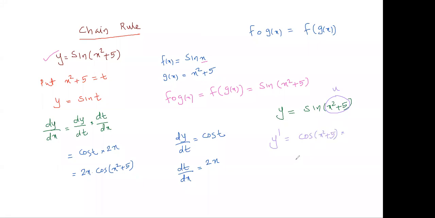Then, whatever we considered as a single term, we have to multiply with its derivative. So what we have to do is multiply with the derivative of what we consider as a single expression. That means the derivative of x square plus 5 is 2x, so 2x into cos of x square plus 5. So it is going as a chain, that is why it is known as chain rule.